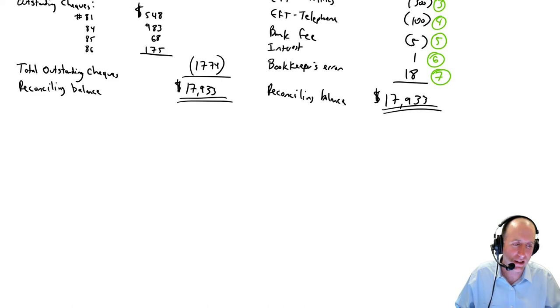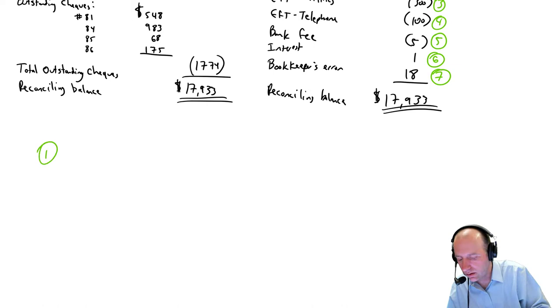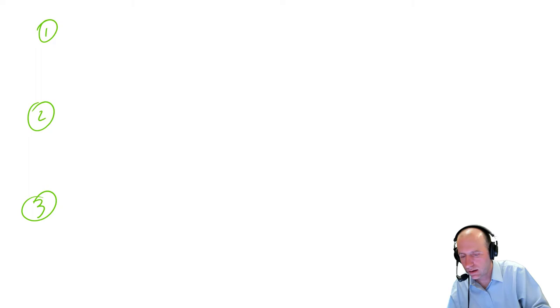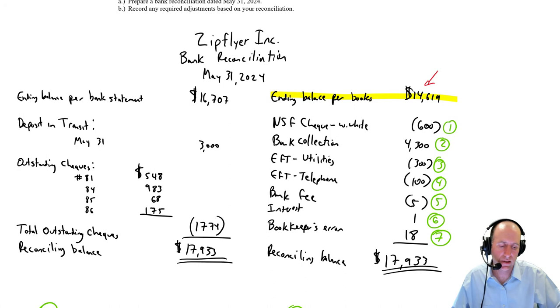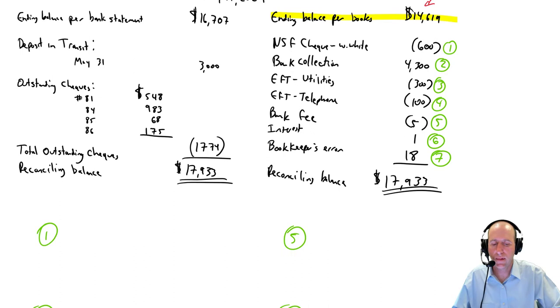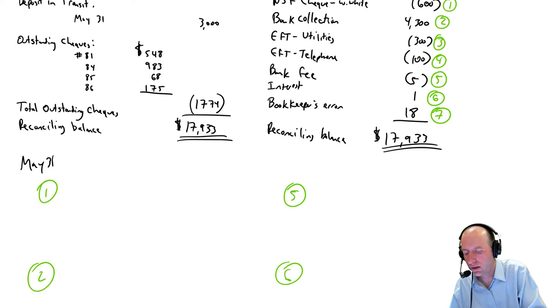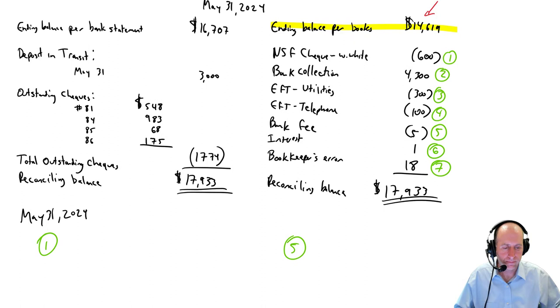So I have 7 journal entries to do. 1, 2, 3, 4, 5, 6, and 7. And these can all get dated. They can either get dated the date they happen. So if I know the NSF check from W. White, I can see it there was May 7th. We can either date the thing May 7th or we're just fine to date this May 31st. And I'll just have a May 31st, 2024 standing date here. So the NSF check, W. White. Now, here's why I said that I found these journal entries to be easier than most.